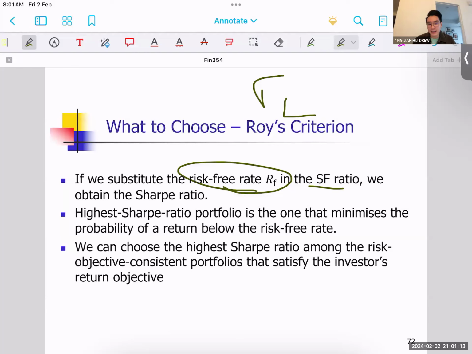Taking a step back, why do you even bother calculating all these ratios? The idea is we calculate a ratio so that we're able to choose which portfolio to invest in for your client, right? The Roy safety first ratio gives you the lowest return your client wants. The Sharpe ratio is more generic; you just use the risk-free rate.